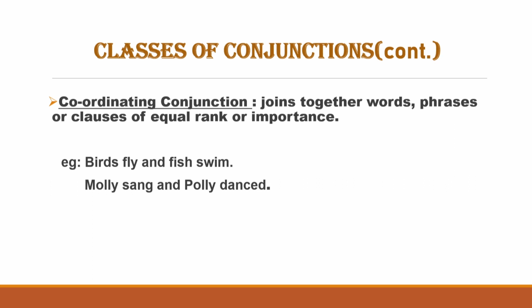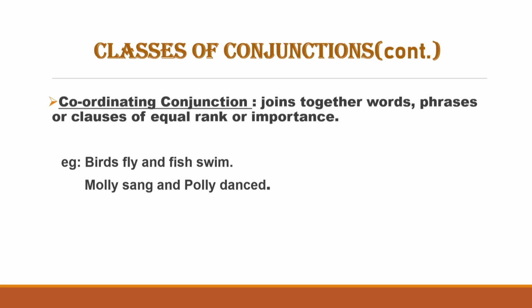Now, what are coordinating conjunctions? Coordinating conjunctions join together words, phrases or clauses of equal rank or importance. That is, they are independent, not dependent on the other. For example, birds fly and fish swim. So, the two statements birds fly and fish swim are two independent statements, or you can say they are two statements of equal rank or importance.